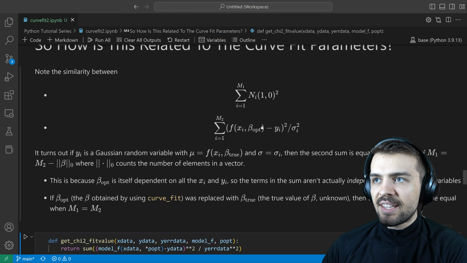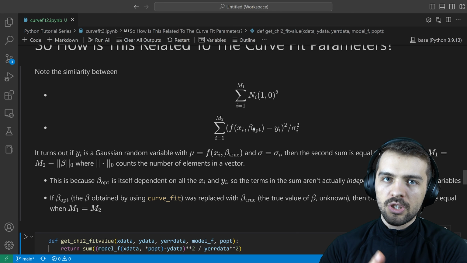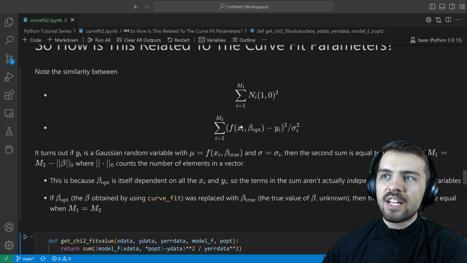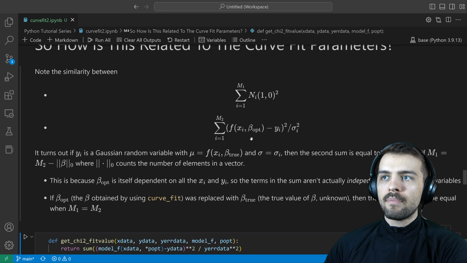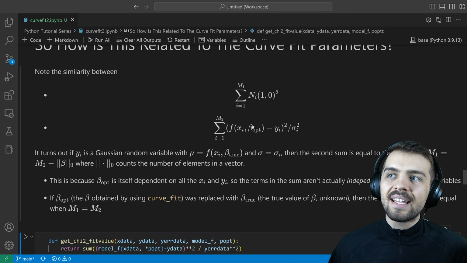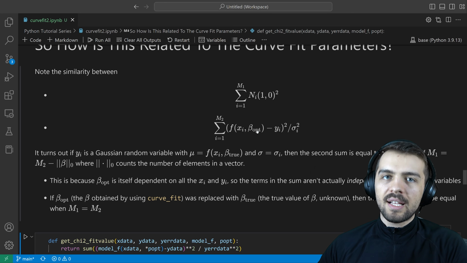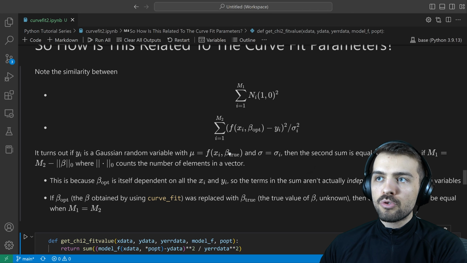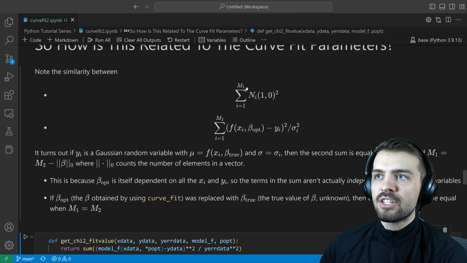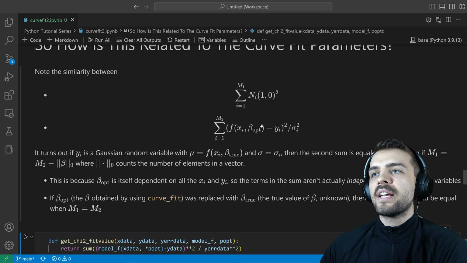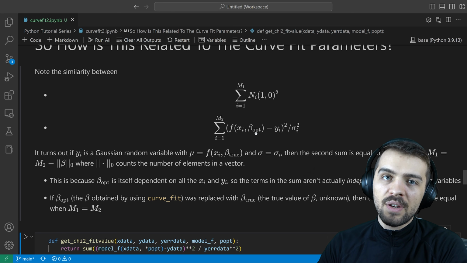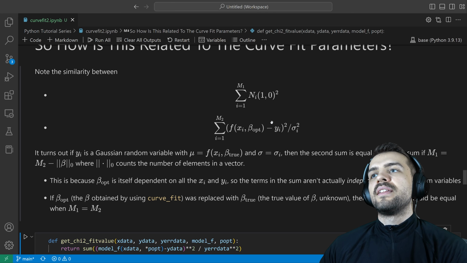The reason for that is that the optimal parameters of beta are obtained using the curve fit function. And the curve fit function takes in all the x data and all the y data. So I use all the x data and all the y data to get beta optimal, and then I evaluate this sum. But the problem is that because beta optimal depends on all the data that I measure, the terms in this sum are no longer independent of one another. Now, if instead of beta optimal, that's obtained using the curve fit, I somehow knew what beta true was, so I put beta true in here, beta true is not obtained using any data. So in that case, these two sums would be equal for M1 equals M2. But because I'm using beta optimal, which is obtained using the curve fit function on data that we actually measure, these aren't going to be equal.